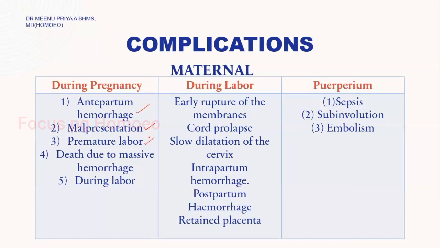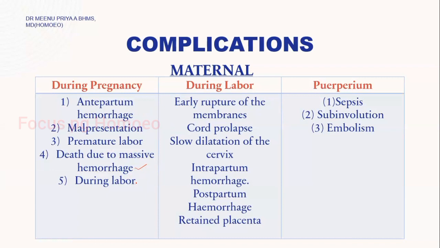And premature labor. Mostly when it comes to malpresentation, it is usually placenta previa followed by malpresentation, because the placenta previa is lying in a different place. It is making the fetus lie in a different presentation. And death due to massive hemorrhage. If massive hemorrhage occurs, there is death of the mother.